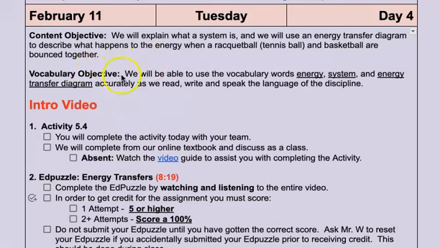Now, the vocabulary we're going to be focusing on today. We've already talked about energy. Energy is the ability to do work, and we've been talking about energy transfer. So we're going to continue to work with energy. Here's a new one. We're going to be talking about systems today. And then we're going to also be reviewing energy transfer diagrams. So those are three key terms that are going to help us get through the lab today.